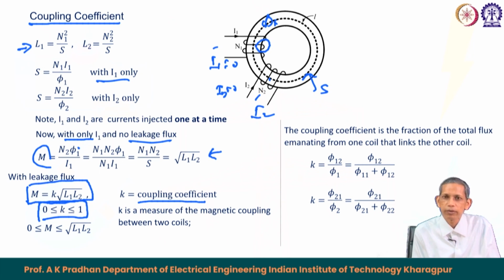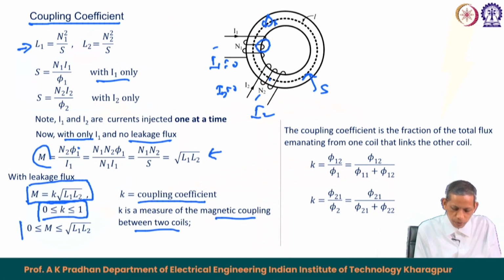So, perfect, this is no leakage flux. It is a perfect, ideal case. So, k is called the measure of magnetic coupling between the two coils. If it is closer to 1, the coupling is excellent. If it is closer to 0, the coupling is very poor.